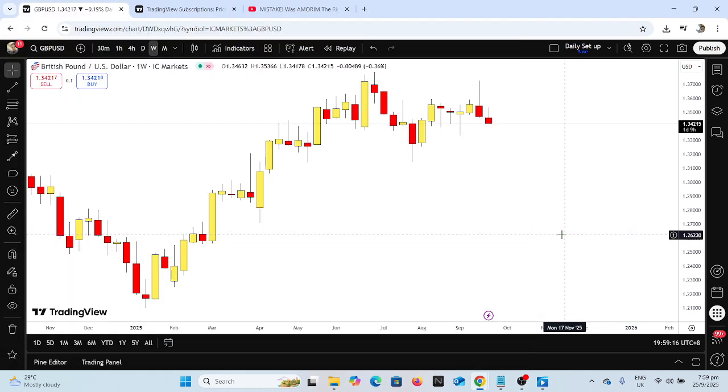I'm going to explain to you furthermore. I hope you can understand my analysis rationale from the weekly down to the H4 and how I get the entry for pound USD short.